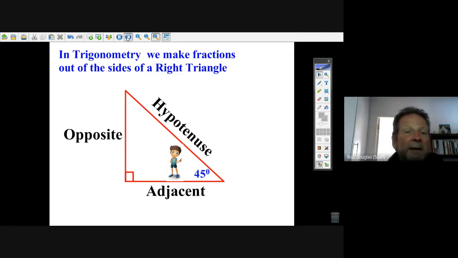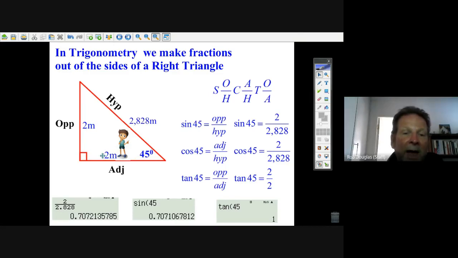Okay. Now, say you were inside this triangle and you measured the side. You actually took a ruler and you saw that it was 2 meters, and you measured this one and it was 2 meters. Well, if you measured this one here, you'd find that the length of it would be 2.828 meters, 2 meters, 82 centimeters and 8 millimeters. That's exactly how long this thing would be. Okay, now what is trigonometry? Well, trigonometry is just making fractions out of the sides of this triangle.